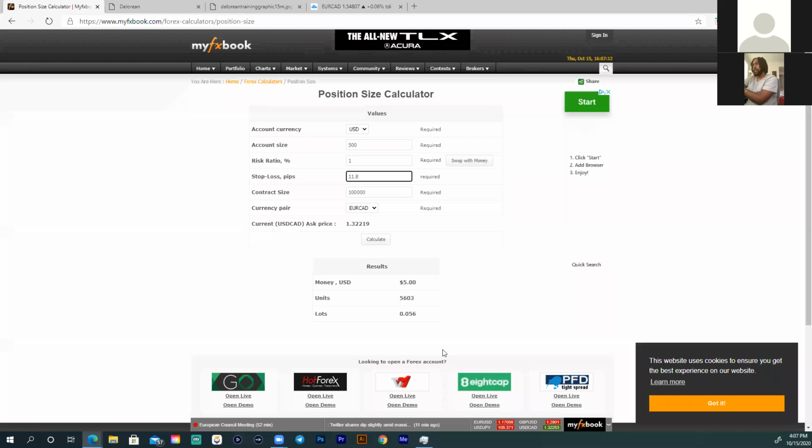You're risking $5. That means you're using a 0.056 lot size, which is 0.05. Always round this number down. Do not round this number up. If you round this number to 0.06, you're using more than your risk ratio. Rather round down, so it makes sense. 0.05.